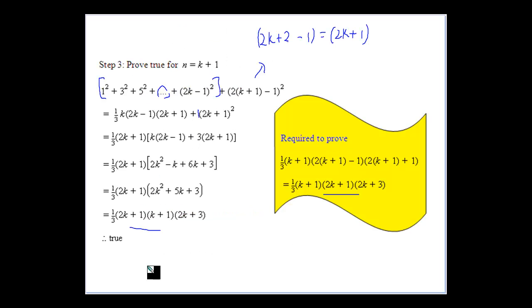So we haven't got step 4 again there, but we can write in step 4 as we normally do. That's true for n is equal to 1. It must be true for 2. And it must be true for 3, and so on.